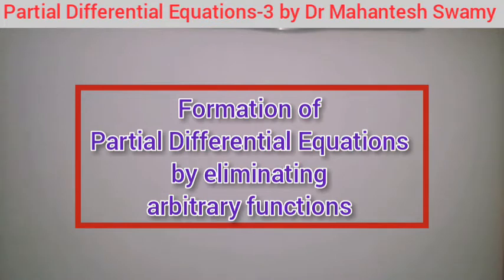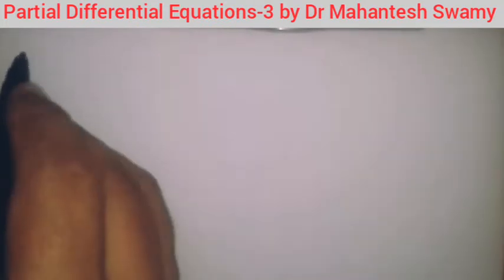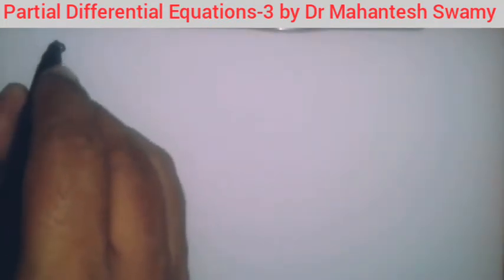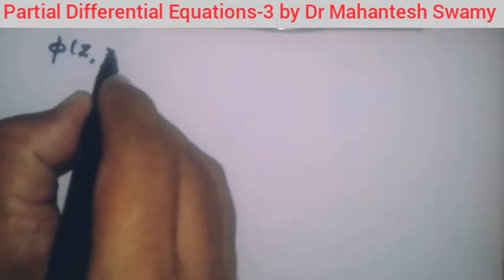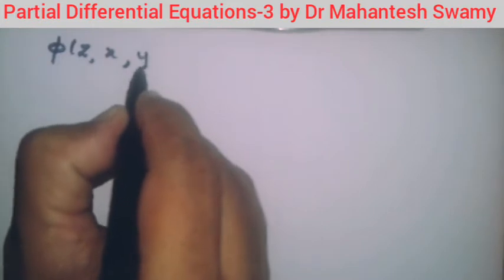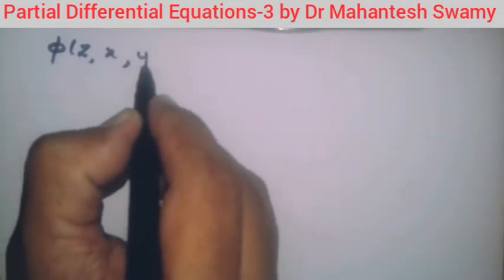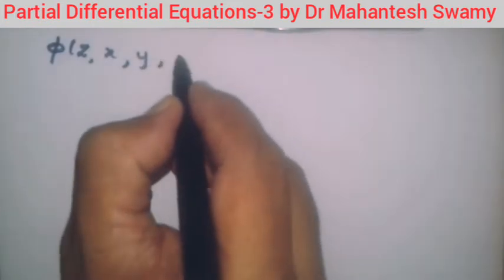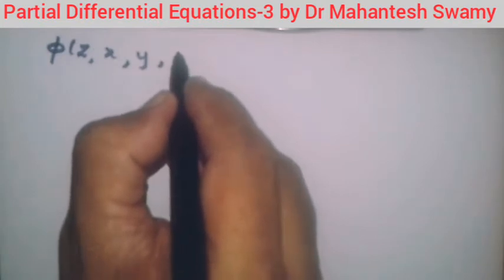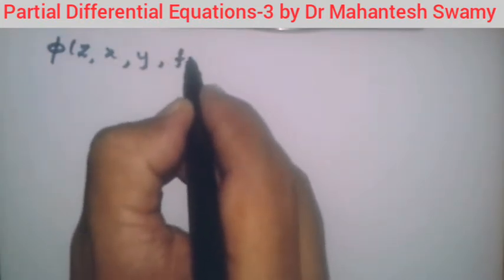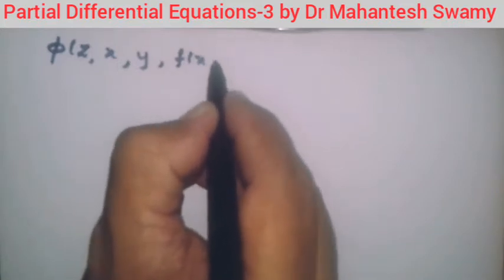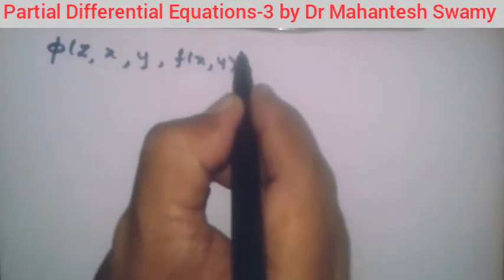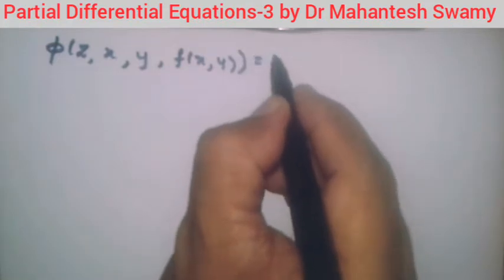Here, we will be given a relation, say phi, between the dependent variable z and independent variables x and y. There will be at least two independent variables x and y, along with some arbitrary function. Say, for example, a function f of x comma y will be given. Such a type of relation will be given to us.